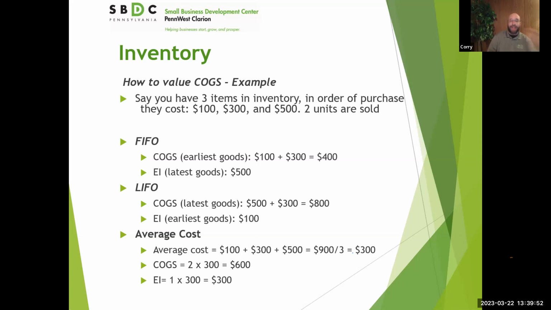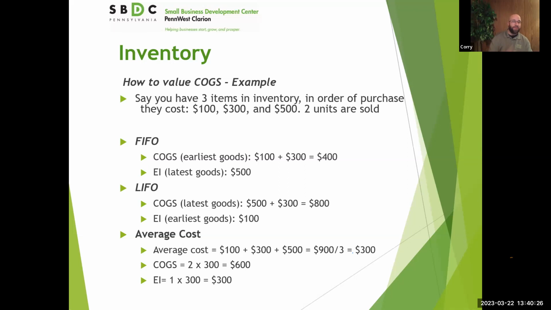Now, under last in, first out, or LIFO, the last items that we purchased, the $300 and the $500, were the last items we purchased. So they are the first items to go out or to be expensed out of our business. Therefore, if we do a balance sheet today, our ending inventory will be what's left over, of course, right? In this example, it would be the oldest item we ordered, which is the $100 item.